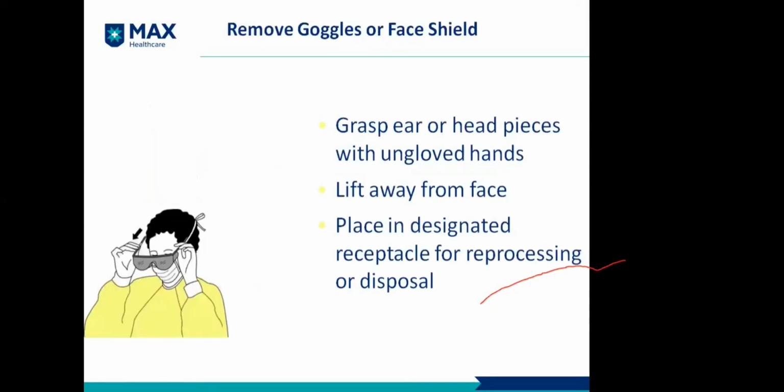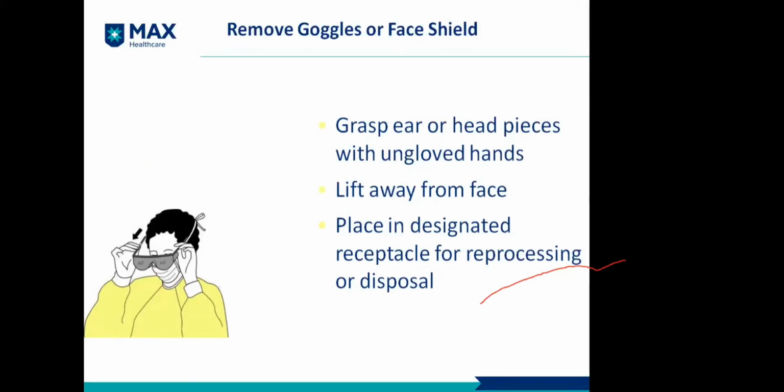Now what you have to do is grasp the ear or head pieces with ungloved hands, lift away from the face and place in the designated receptacle for reprocessing. But usually we were not throwing our goggles or face shield. At least the face shield we were throwing if there was a lot of availability. It all depended on the resources which were available to us. We used to decontaminate after grasping the ear and head pieces with ungloved hands, because now we have clean hands.